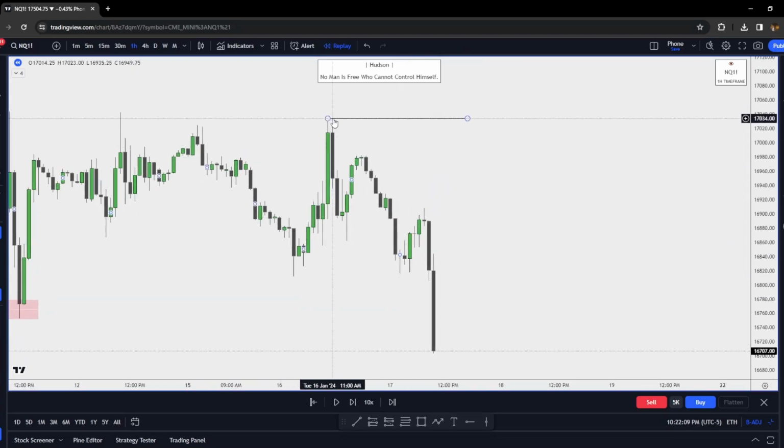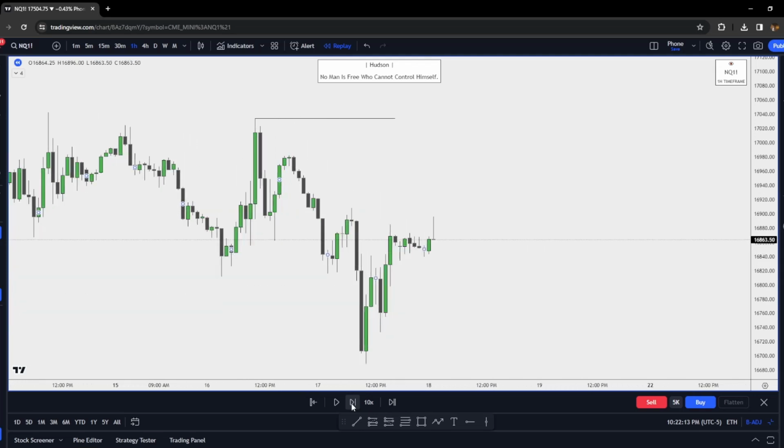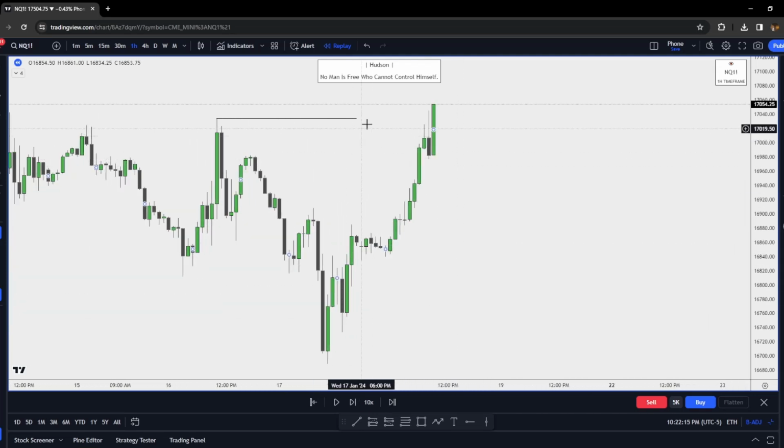So now this high is going to act as the overall draw on liquidity, and as you see, we no longer hold that as a high resistance liquidity run. We go right through it. So let's move on to another example.